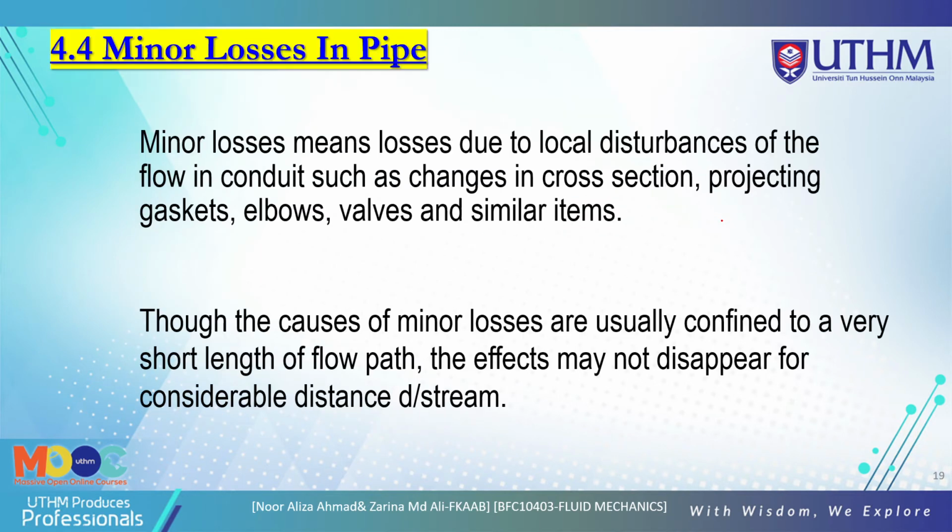Okay, now we look at the minor losses in pipe. This is the minor losses in pipe, meaning losses due to local disturbance of the flow in conduit, such as change in cross section, projecting gasket, elbows, valve, and similar items. Okay, the causes of minor losses: the minor losses are usually confined to a very short length of a flow path. The effects may not disappear for a considerable distance downstream.